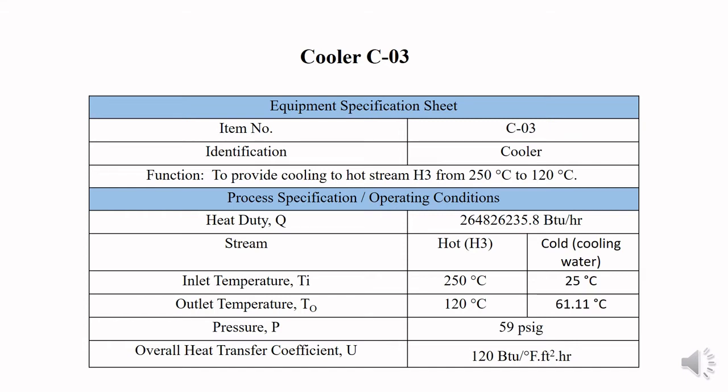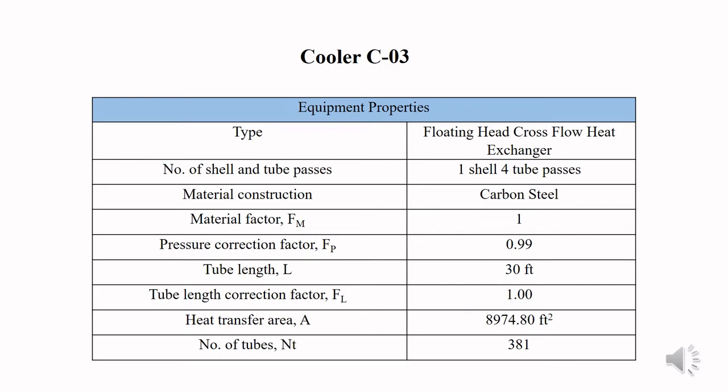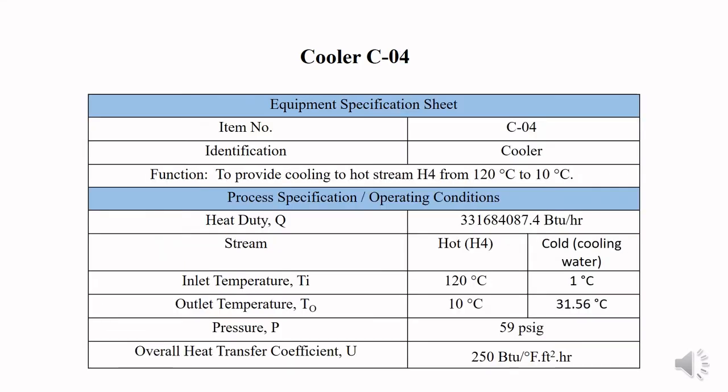The function of cooler C03 is to provide cooling to hot stream H3 from 250 degrees C to 120 degrees C, and the process specification can also be seen here. And the equipment properties for cooler C03 are also the same as the previous cooler type, which is floating head cross-flow heat exchanger, material of construction carbon steel. The function of cooler C04 is to provide cooling to hot stream H4 from 120 degrees C to 10 degrees C before entering the flash drum FD01, and the process specification can also be seen here.